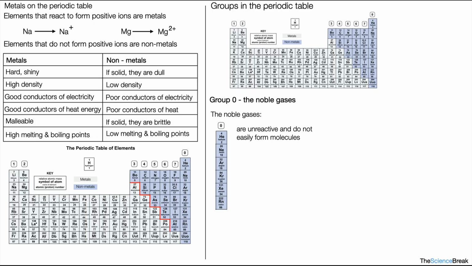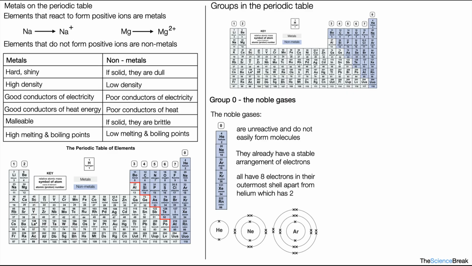These are unreactive and do not easily form molecules. They already have a stable arrangement of electrons. That means they have a full outermost shell. All of them have 8 electrons in the outermost shell, apart from helium, which has 2. Helium has only one shell. It can only hold 2 electrons, so we say that its outermost shell is full.